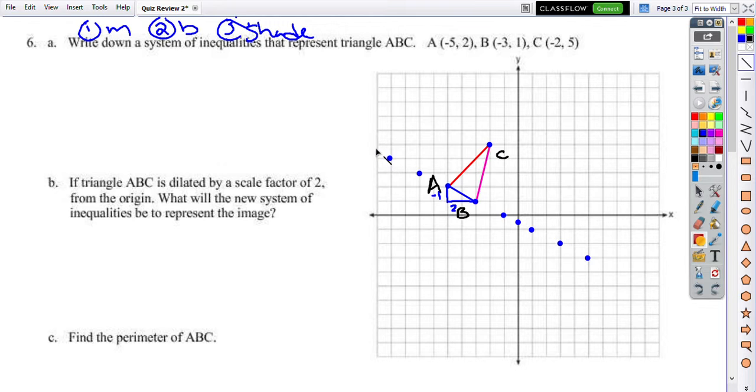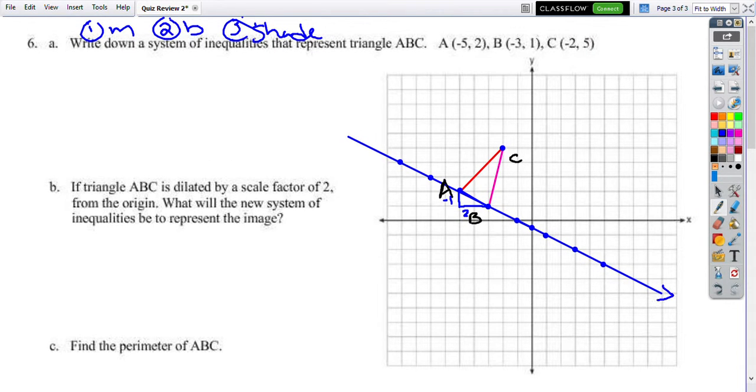So I'm going to take my line, and we'll go from the y-intercept out, down here. There's my first inequality essentially, and I'm going to shade in this direction, which is up. So the first thing we know is the slope is down 1, right 2, so the slope is -1/2. The y-intercept is -1/2 or 0.5, and we're shading up.